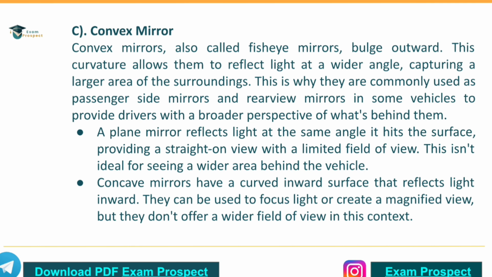On the other hand, a plane mirror reflects light at the same angle it hits the surface, providing a straight-on view with a limited field of view. This is not ideal for seeing a wider area behind the vehicle. And concave mirrors have a curved inward surface that reflects light inward. They can be used to focus light or create a magnified view, but they don't offer a wider field of view in this context.